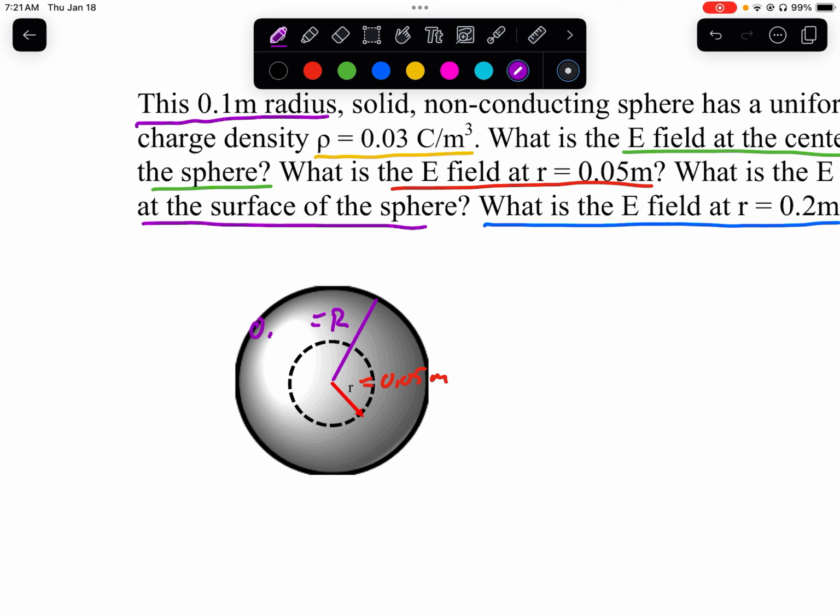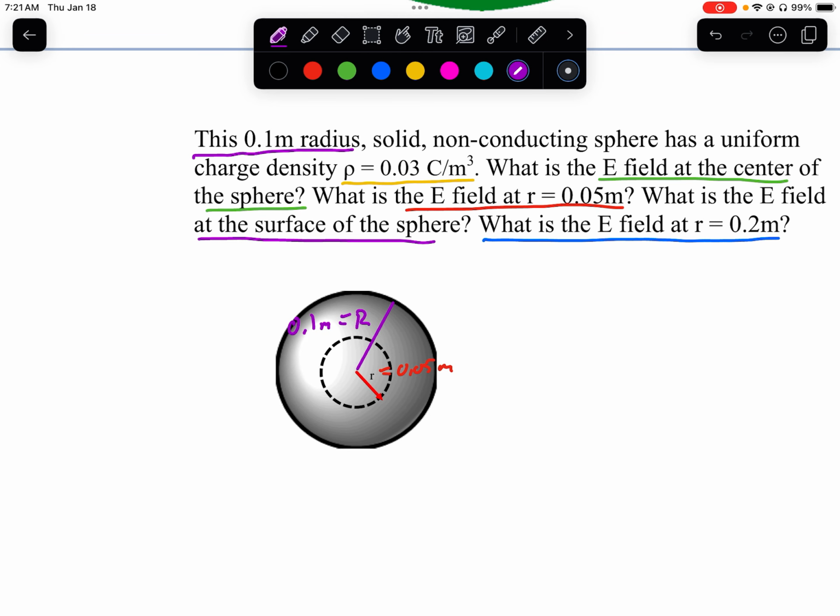sphere. Whereas we could look at the electric field and how it varies below the surface of the sphere or above the surface of the sphere, those would be variable r's, because anywhere from 0 up to 0.1 would be below the surface. Anything from 0.1 essentially out to infinity would be outside the surface. Those are all values that can vary that we can look at the electric field, whereas the physical dimension of r equals 0.1 meter, that's exactly at the surface of the sphere.